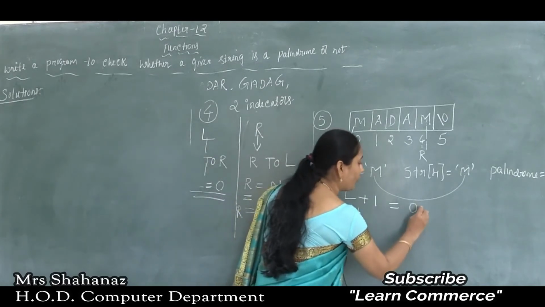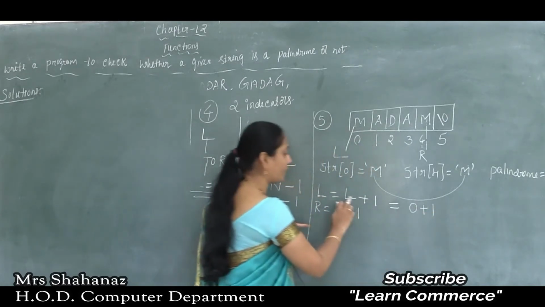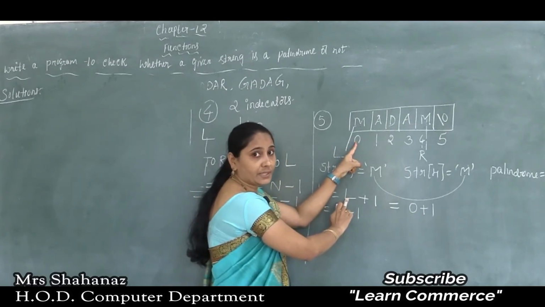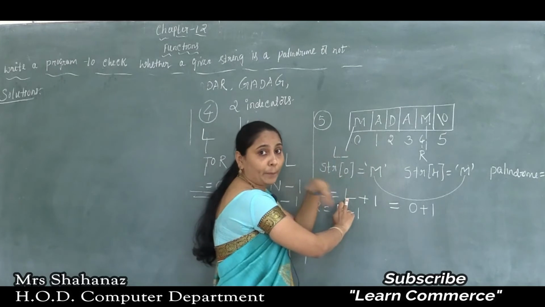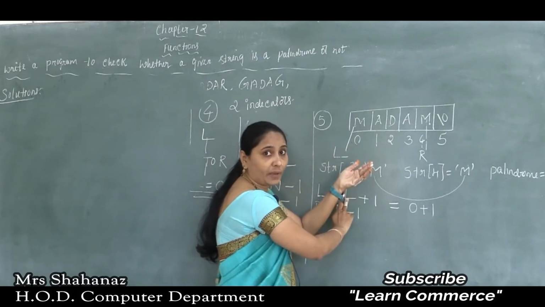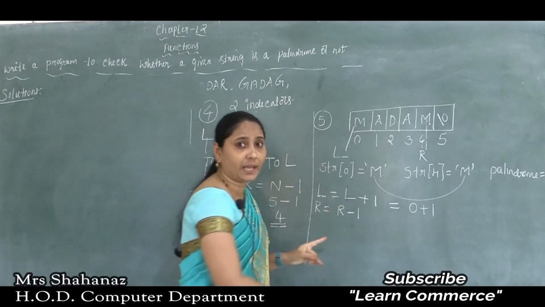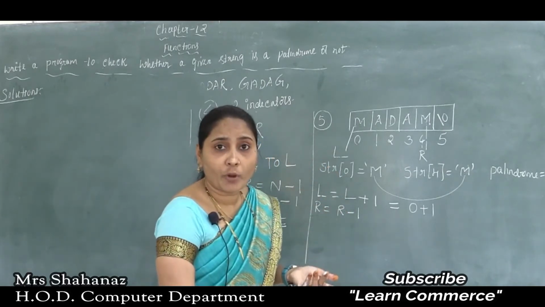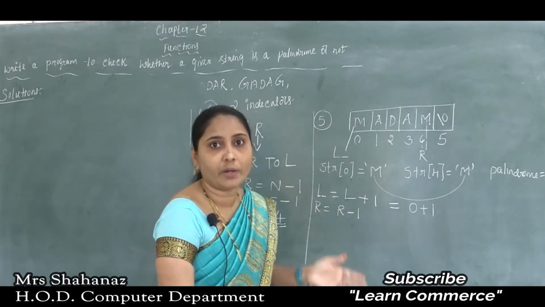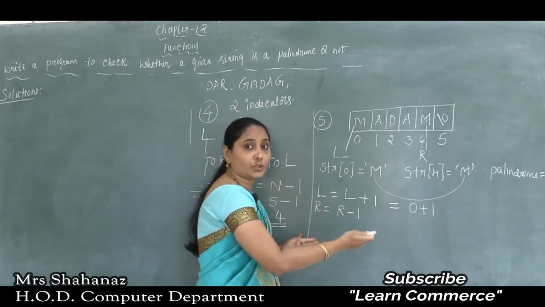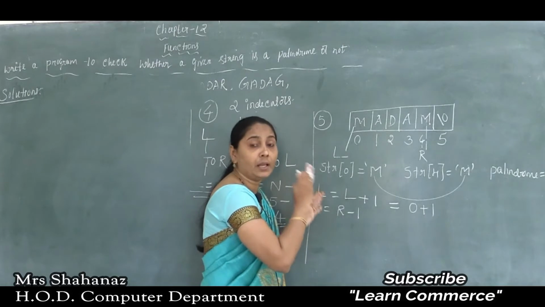So 0 plus 1, the L value is 0. In our first start, the L value is 0. Now I need to compare the next values also, one by one. Just by comparing the first character and the last character, it is not possible to say whether it's a palindrome word or not a palindrome word. We need to check the other characters also to know the final result, correct?